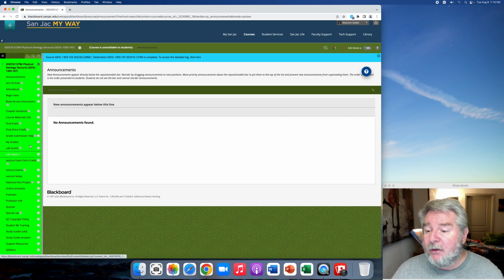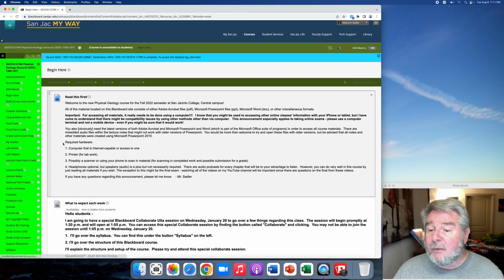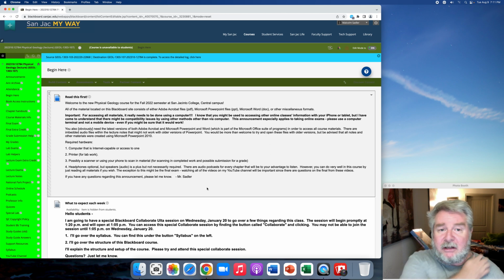Note that as I'm going through these things, a lot of stuff is not going to be available for you to see. For example, things that have the little box next to it, you cannot see that from your view. So if we go down here to begin here, I ask you to read this first, and it basically tells you that you need to access this Blackboard course via a computer.